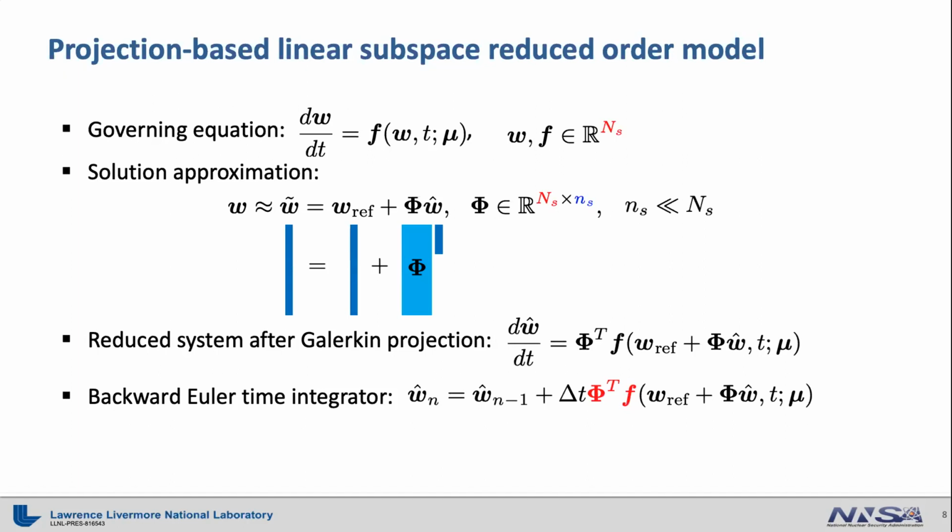Then you can apply your favorite time integrator to this reduced system. For example, the backward Euler time integrator has been applied here just for demonstration purposes. And this gives us the fully discretized reduced nonlinear system of equations you have to solve in every time step. By the way, you have to treat this nonlinear term denoted as F properly by applying a hyperreduction, a term coined by David here. It's a sampling technique where you sample only the important subset of the nonlinear terms to improve the efficiency.